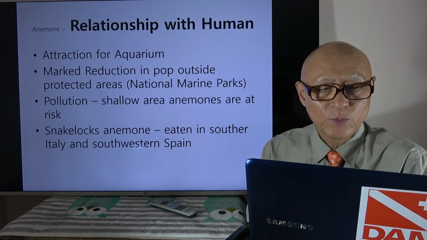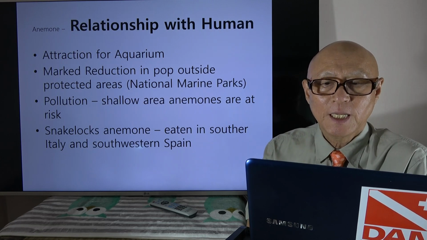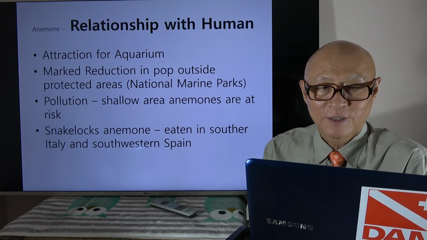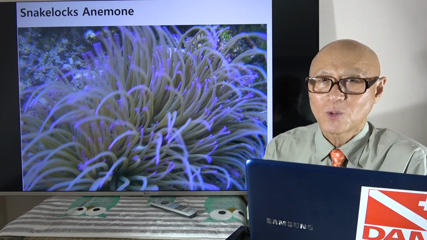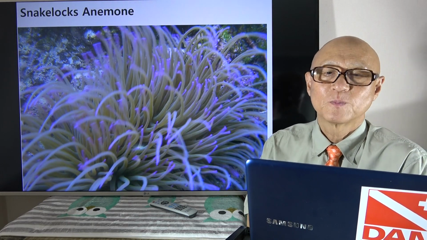Snakelocks anemone: in some parts of Europe they eat it, and they say it is pretty good. This is a snakelocks anemone. You see this quite often in the water. They are too pretty to eat.